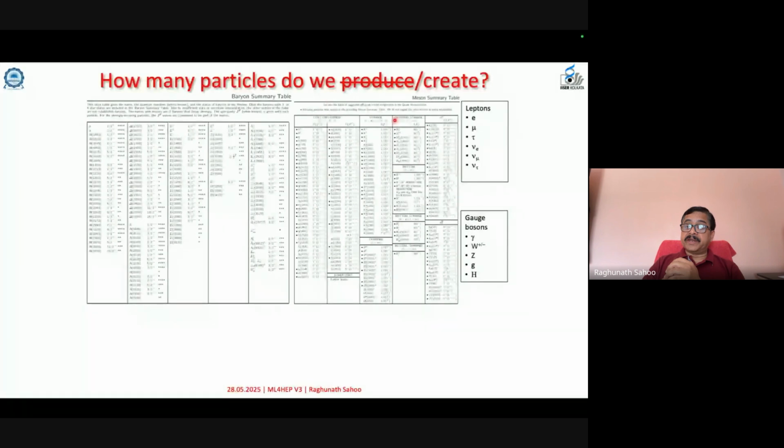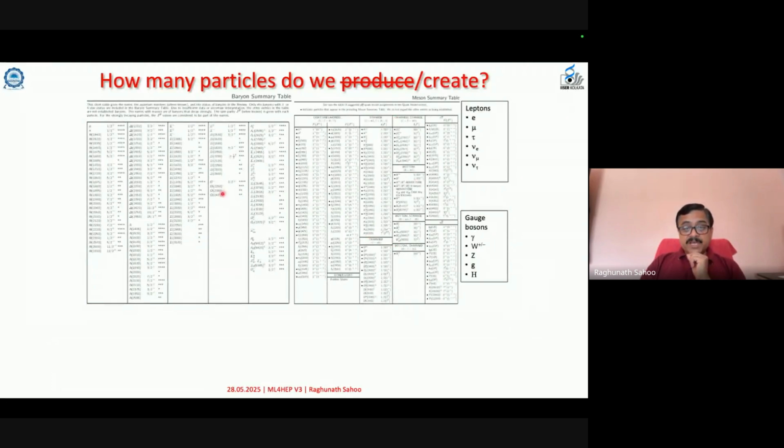Knowingly, I have written here "produce", and I have crossed it out, saying that we create particles; we do not produce. Production is left to God. That is not my term; it was used by the Pope of the Vatican when he visited the Large Hadron Collider. Production is essentially reserved for God, and this creation, creating more particles, is for the scientist.